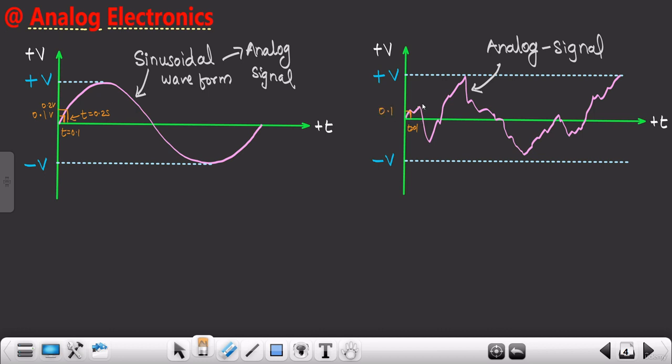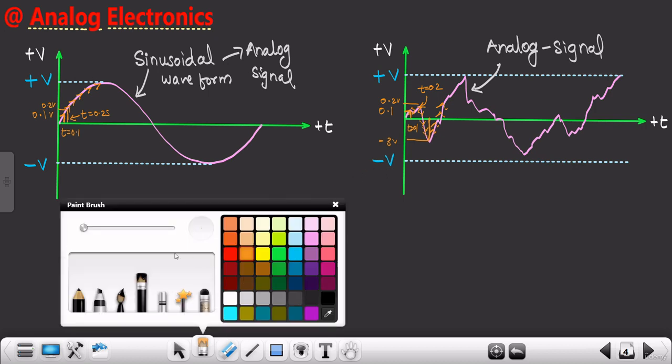At t equals 0.2 seconds, maybe it is 0.2 volts. At t equals 0.3 seconds, as you can see, it is decaying, something like this. Let's suppose it is minus 3 volts, an example I'm taking. But if you look very clearly, over here this waveform is continuous in nature, and over here as well, this waveform is continuous in nature.